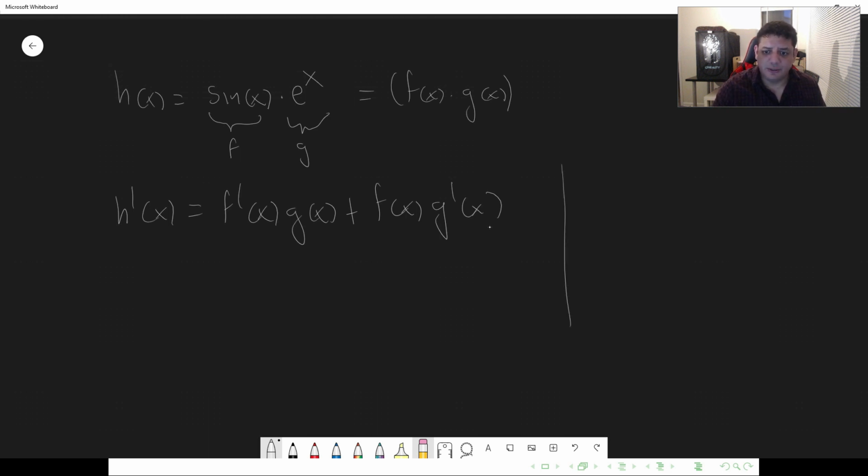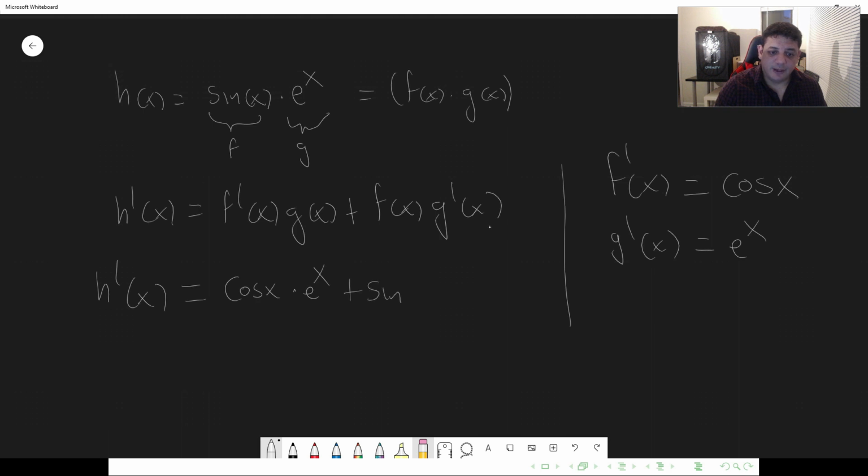So we can actually do that on the side. f prime of x is the derivative of sine of x, which is going to be cosine of x, and the derivative g prime of x is just e to the x. Now, that means that the derivative of the function h, which is the product, is going to be cosine of x times e to the x plus sine of x times e to the x.